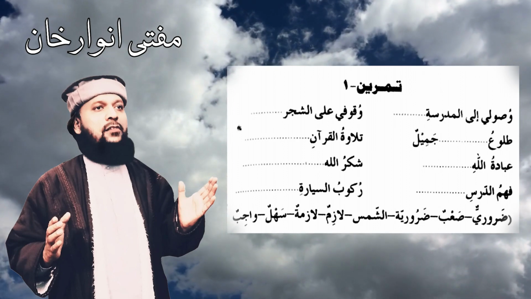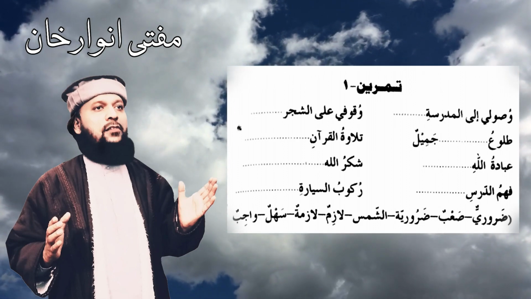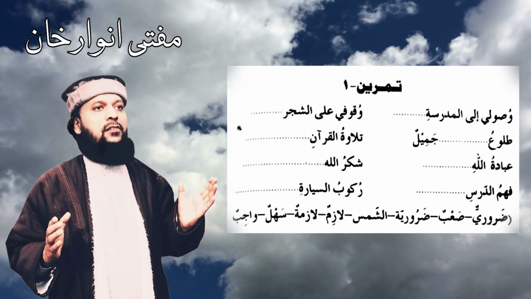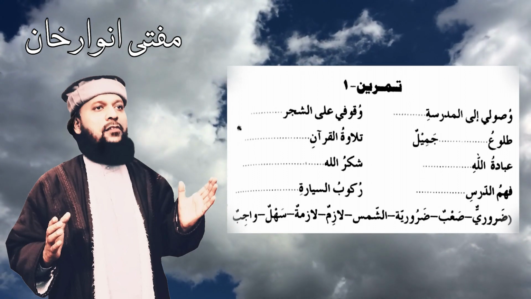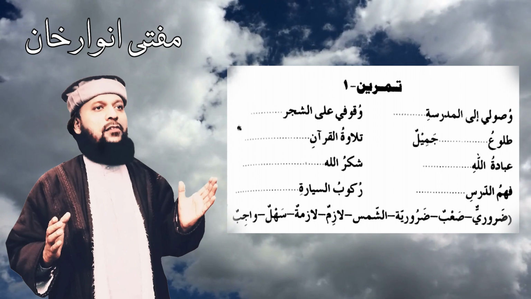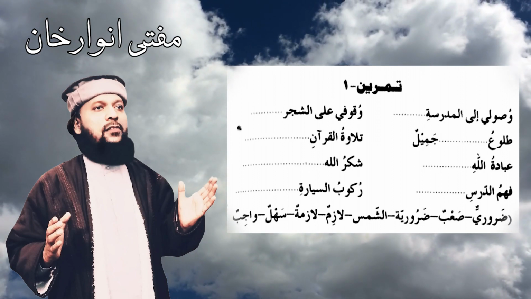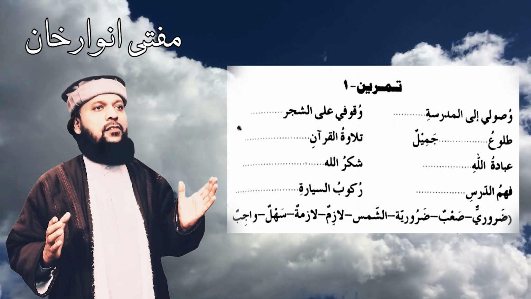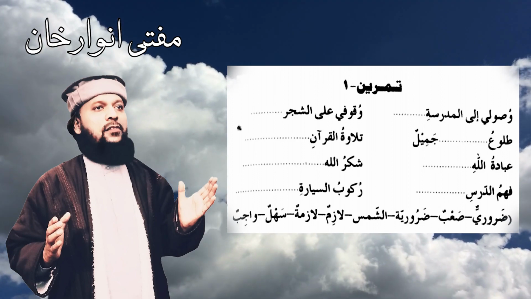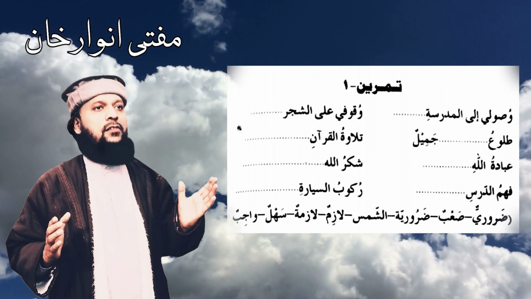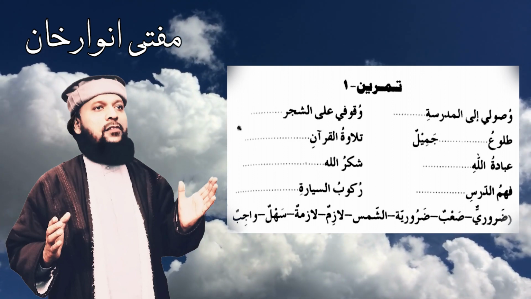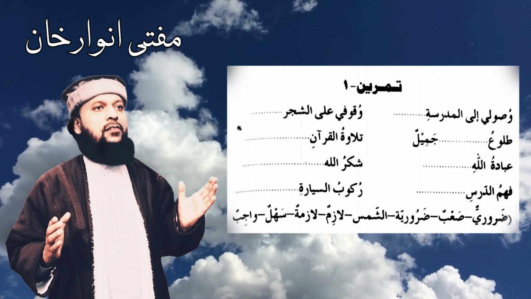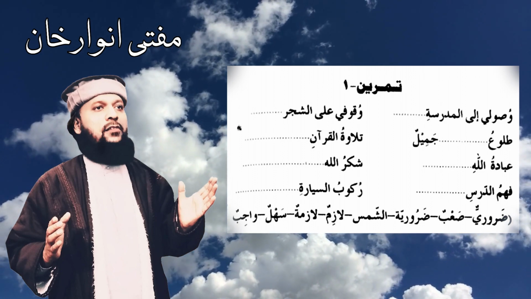On page number 74, we have exercise, Tamreen number 1. Wasuli ila al-madrasati lazimun. It is necessary for me to reach the school. Wusul, this is masdar, verbal noun. Wuqufi ala al-shajari sa'bun. It is difficult for me to stand by the tree. Tulu'u al-shamsi jamilun. The sunrise is beautiful. Tilawatul Qur'ani lazimatun. Reciting the Quran is necessary. Ibadatullahi zaruriyatun. It is necessary to worship Allah.